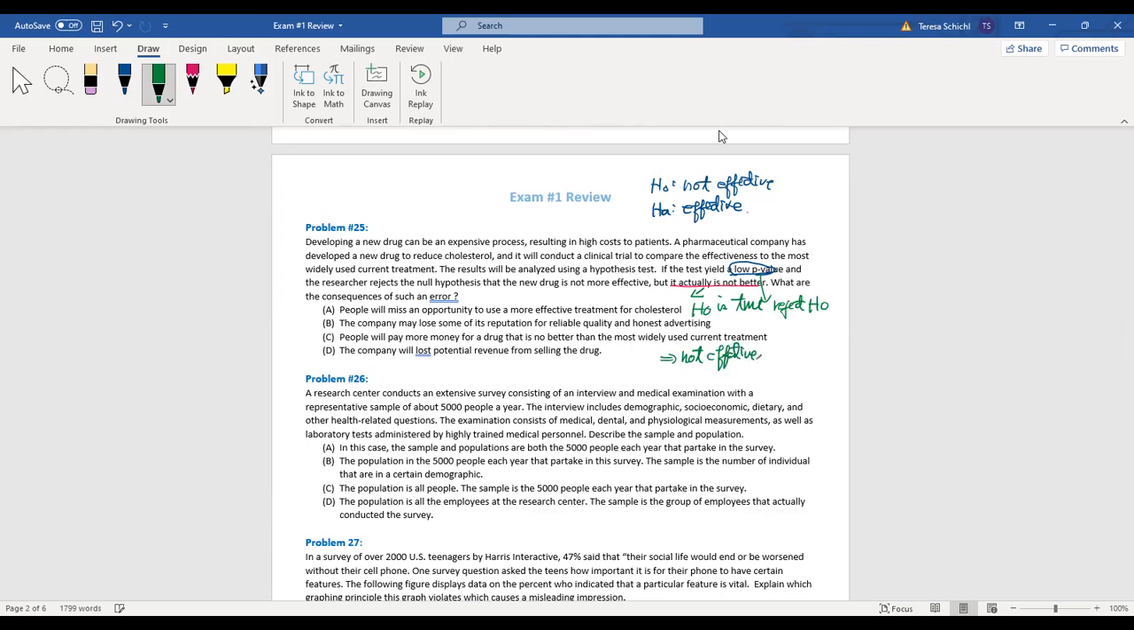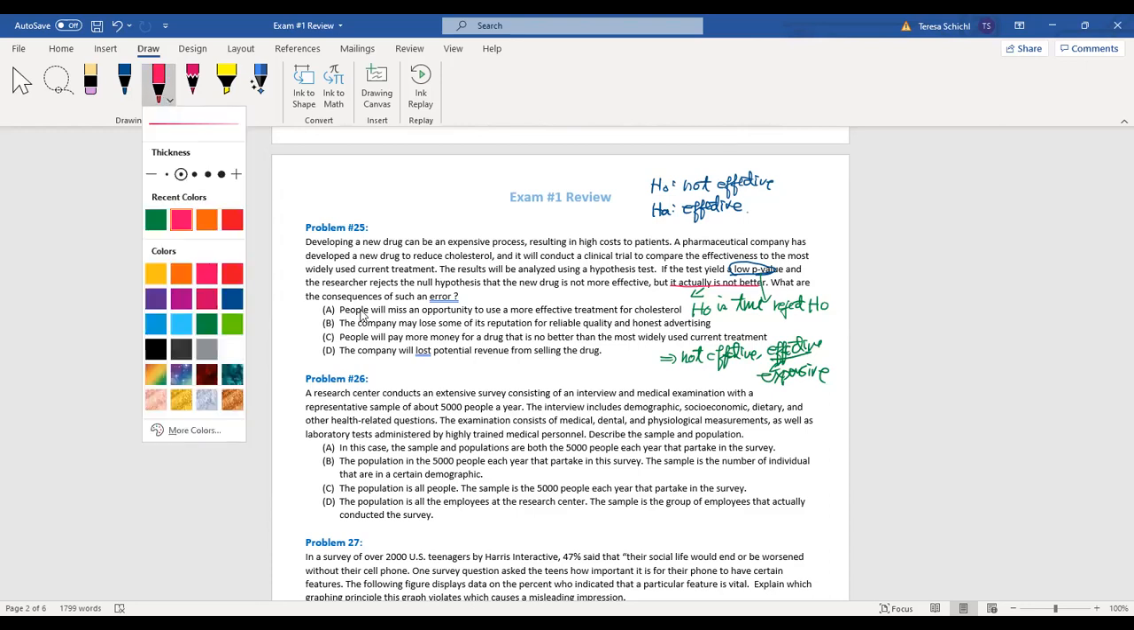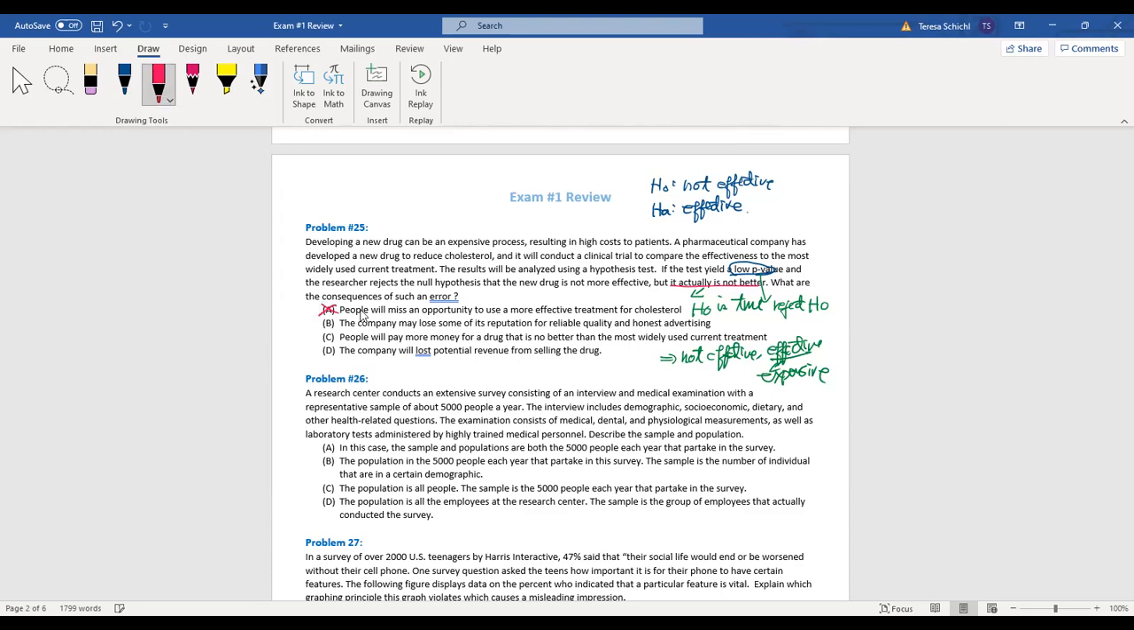But we say it's effective. Right, because we reject, we say it's effective, and the defective, this new drug is very expensive. Okay, so now let's see what that means. We said that people will miss the opportunity to use a more effective treatment. No, this is not right because this treatment is not effective.